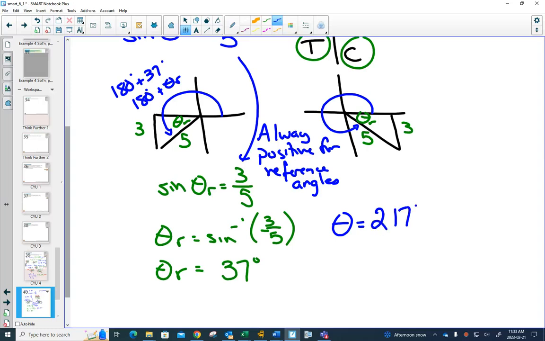Same thing. If you think about it logically for quadrant 4, all the way around would be 360. That's too much. I would have to subtract my reference angle. Subtract 37. That leaves me with 323 degrees.